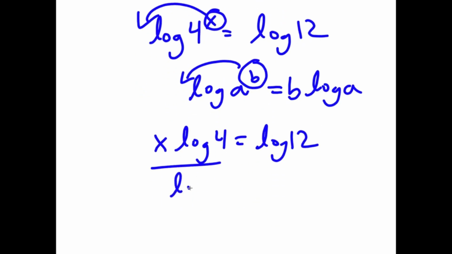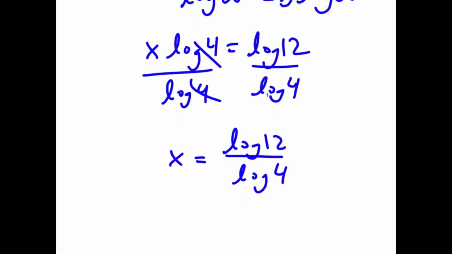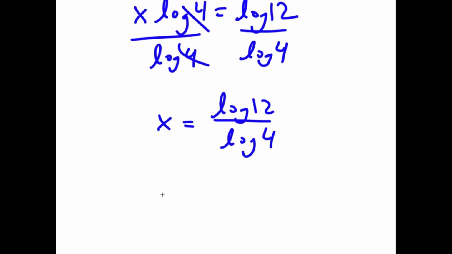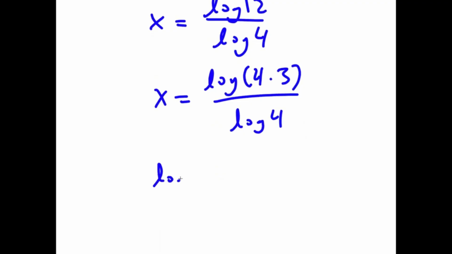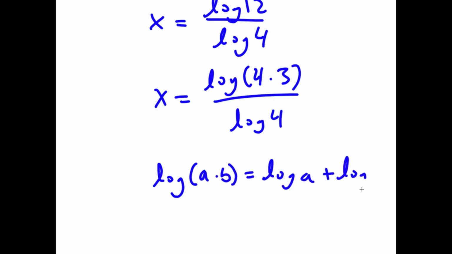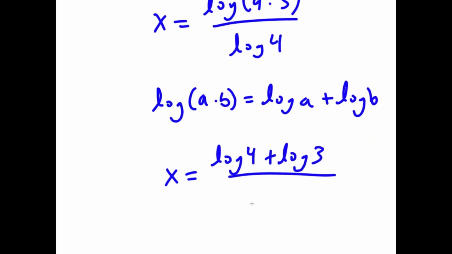So now I have x times log 4 is equal to log 12. Now, if I divide both sides by log 4, these two cancel out, and I get x is equal to log 12 over log 4. Now, I can rewrite log 12 as log of 4 times 3. So I have log of 4 times 3 over log of 4. And if I have something in the form log of a times b, this is equal to log a plus log b. So log 4 times 3 is going to equal log 4 plus log 3, and I have this over log 4.